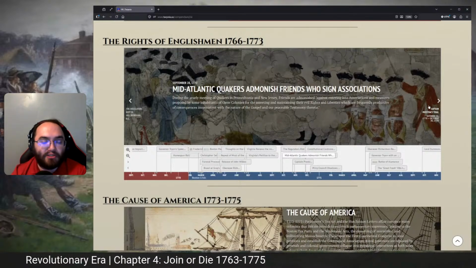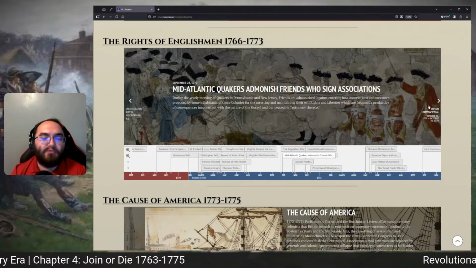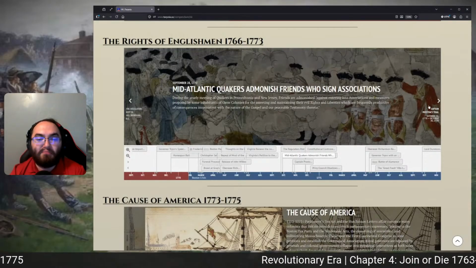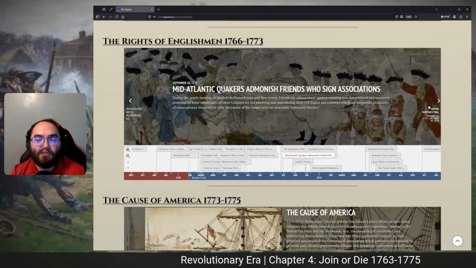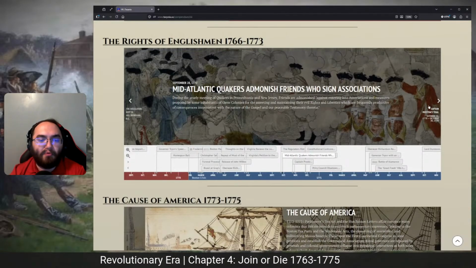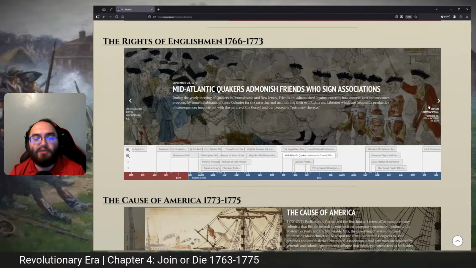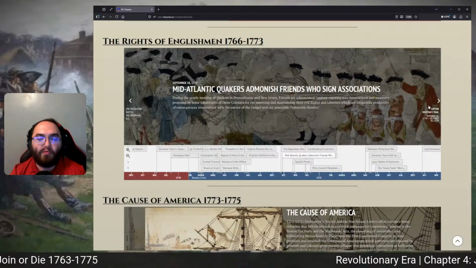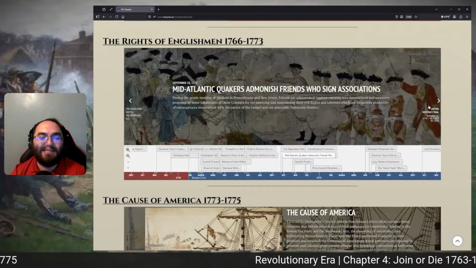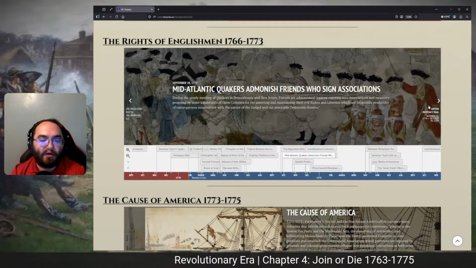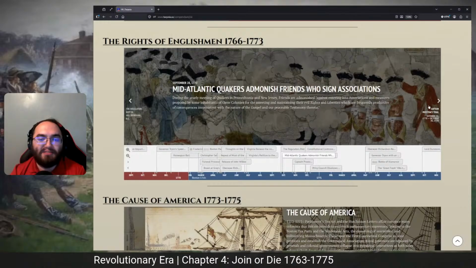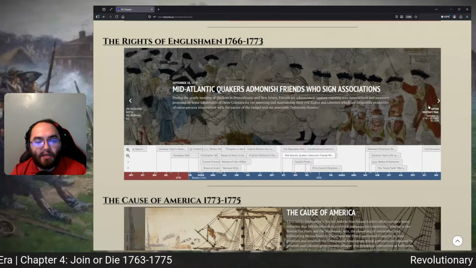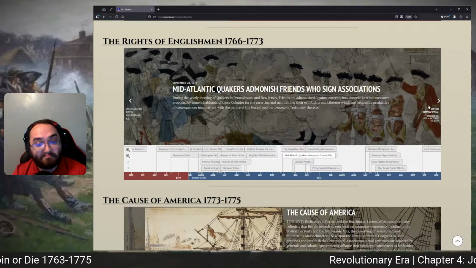The Mid-Atlantic Quakers admonish friends who sign associations. That's the non-importation associations. So during the yearly meeting of Quakers in Pennsylvania and New Jersey, friends are admonished against entering into associations and measures proposed by some inhabitants of these colonies for the asserting and maintaining their evil rights and liberties, which are frequently productive of consequences inconsistent with the nature of the gospel and our peaceable testimony thereto. And so the Quaker community is now going to be split.